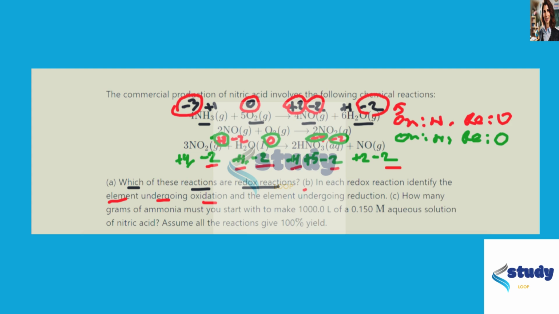But if we look at the oxidation number of nitrogen, it was +4 in the reactant side, but in the product side, in HNO3, we have +5 for nitrogen, and in nitrogen monoxide, we have +2 for nitrogen. So in HNO3, the oxidation number has increased from +4 to +5, but in case of nitrogen monoxide, it has decreased from +4 to +2.